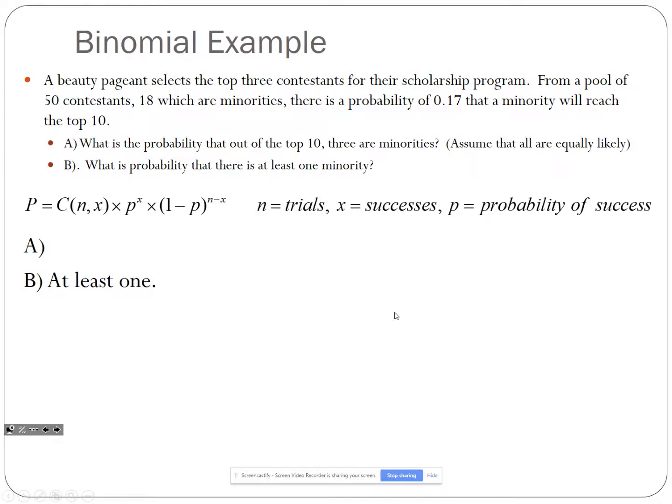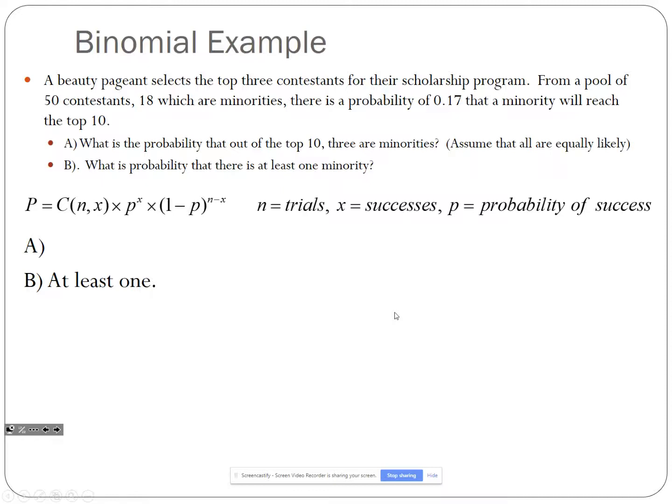All right, guys, we're going to do an example of a probability problem that can be solved using a binomial distribution. Here's our problem. A beauty pageant selects the top 3 contestants for their scholarship program. From a pool of 50 contestants, 18 of which are minorities, there's a probability of 0.17 that a minority will reach the top 10. What's the probability out of the top 10 that 3 of them are minorities? We're going to assume that all are equally likely.